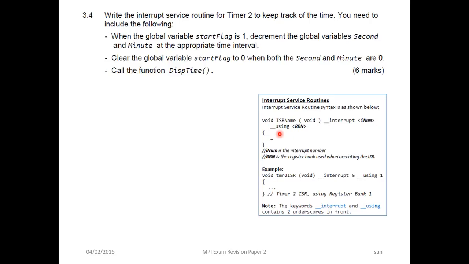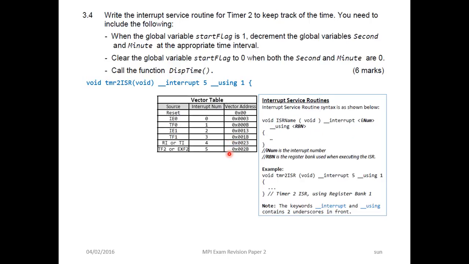For the name, we can use any valid name we want. Here we use TMR2ISR. For the interrupt number, we have to use the appropriate one as specified in the vector table. For timer 2, it has to be 5. For the register bank, we can just use bank 1.